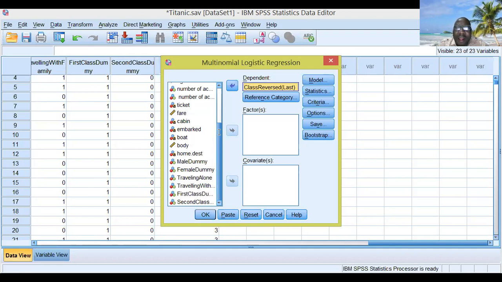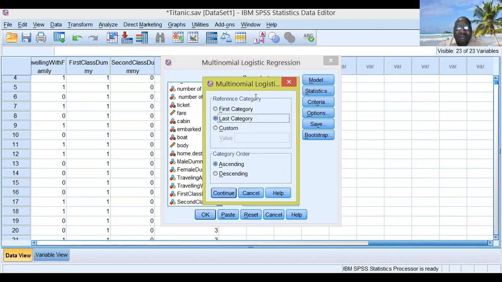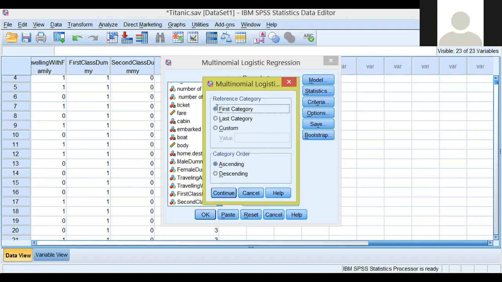Click on reference category. In the reverse we have 1, 2, 3. The reference category is number 1, because in the reverse the top class is used as number 1. In the one that is not reversed, the first class is number 1. In the reverse one, the third class is number 1. So click on first. By default, our first category will be the reference, but number 1 is the lowest socioeconomic class. It doesn't really matter because it's an outcome. You can use the last, and the interpretation will just be different. Just put first there.